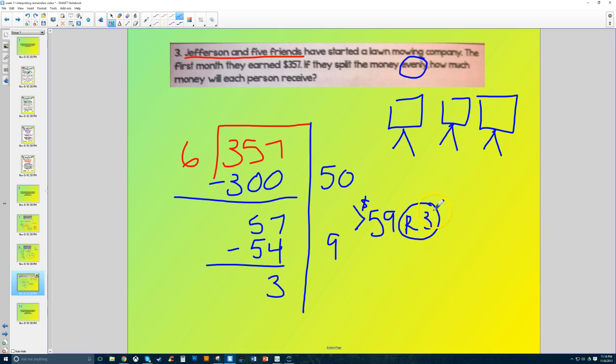So I'm going to share this remainder, meaning that every kid is going to get $59, but 50 cents as well. So that $3 has been split or shared among 6 different kids. And the only way to do that is that each kid gets 50 cents extra. So $59.50 is the correct answer here.